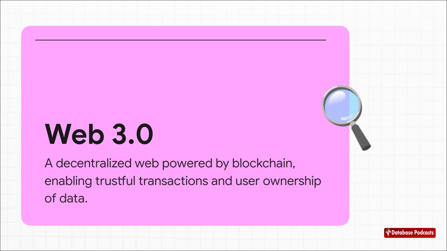And here it is. This is the core promise of Web 3.0. It's a decentralized web, and the engine powering it is blockchain technology. The two big ideas here are direct, unmediated transactions and true user ownership. So instead of needing a giant corporation to sit in the middle of everything we do, Web 3.0 uses technology to let us interact directly and securely with each other.